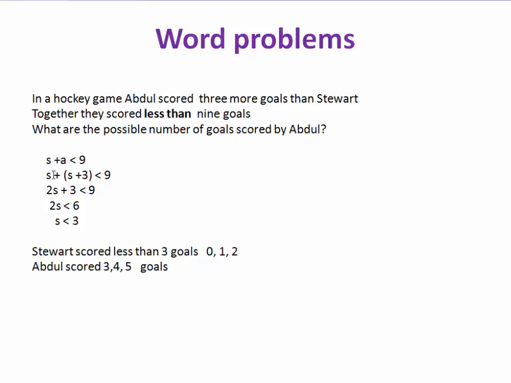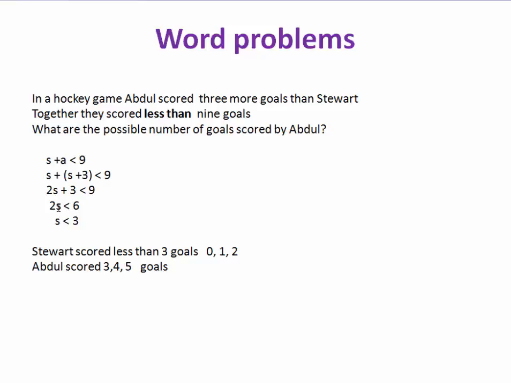Now Abdul's is Stuart's goals plus 3. So we have S plus S plus 3 is less than 9. This becomes 2S plus 3 is less than 9. When we want to solve this, we get rid of the plus 3 by minusing 3 on both sides of the inequality. So this becomes 2S is less than 6. 9 minus 3 is 6.